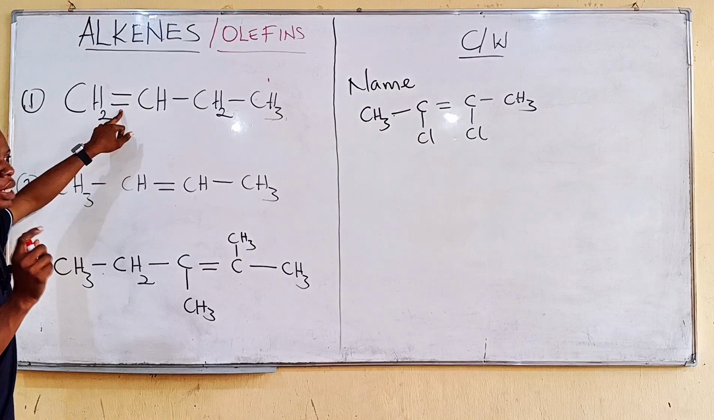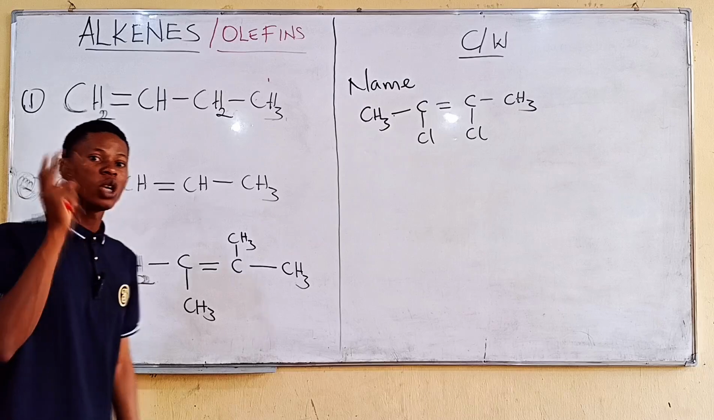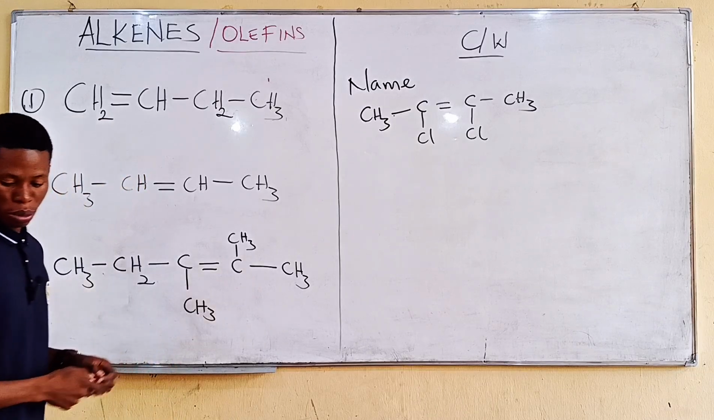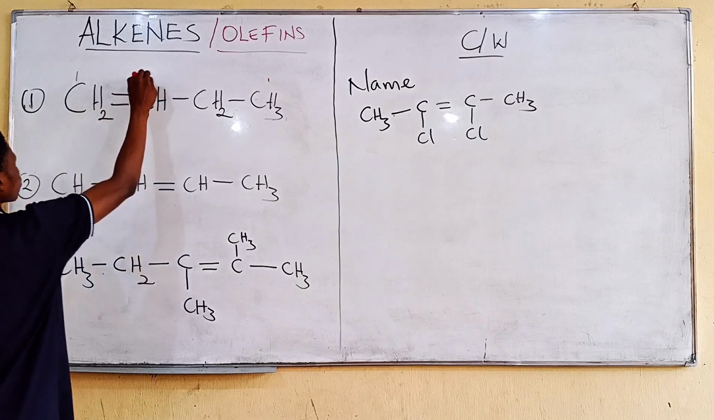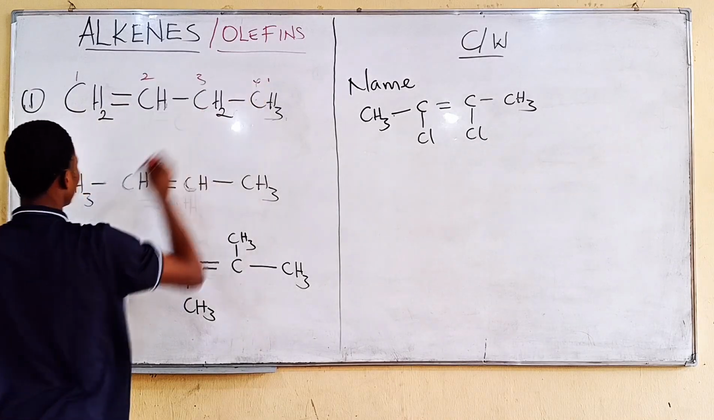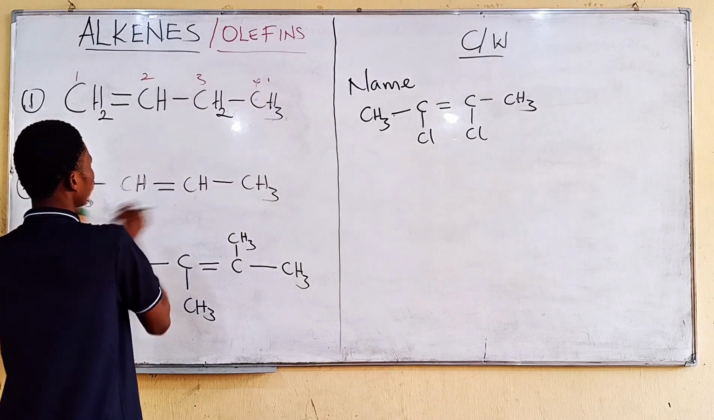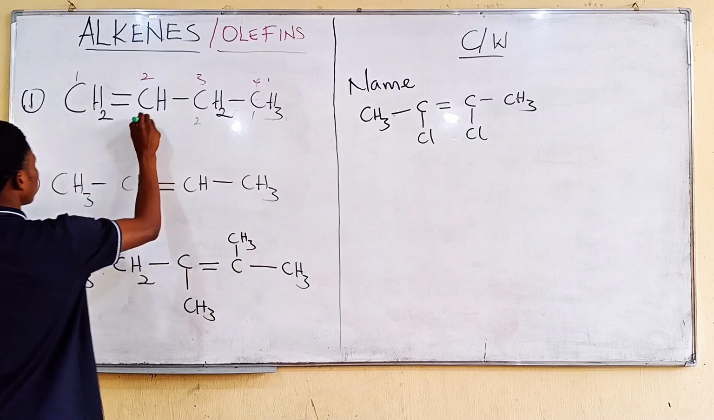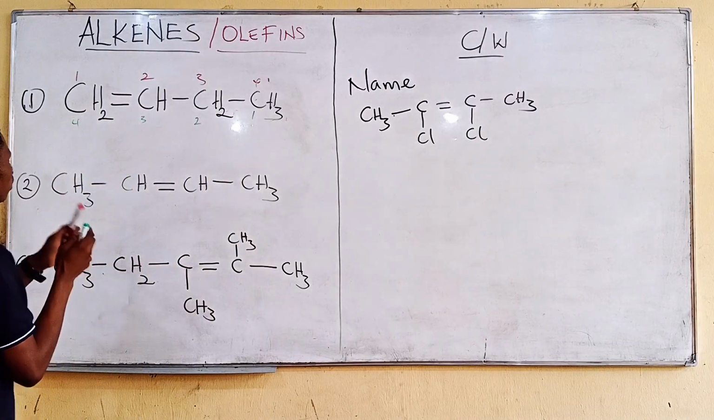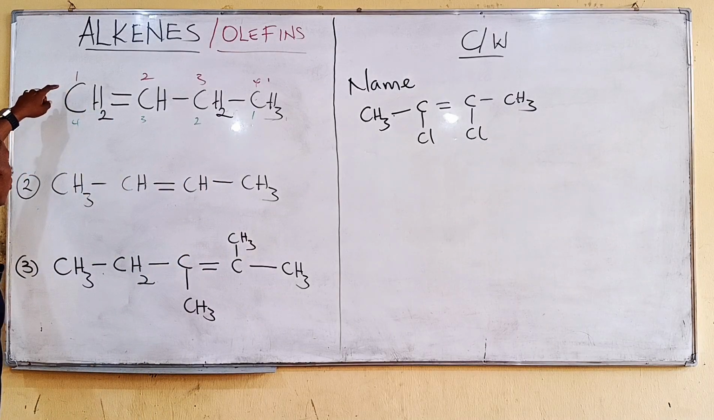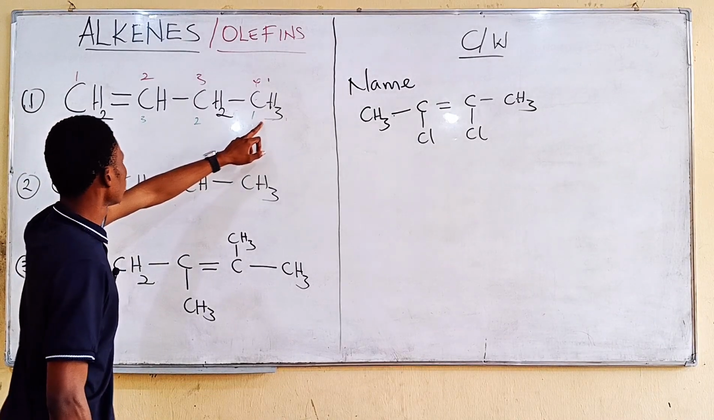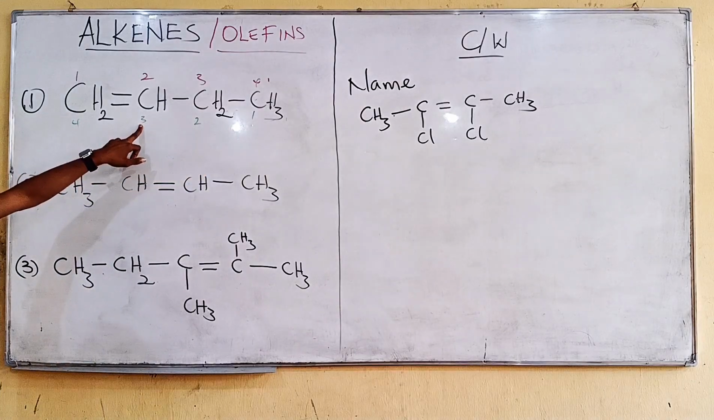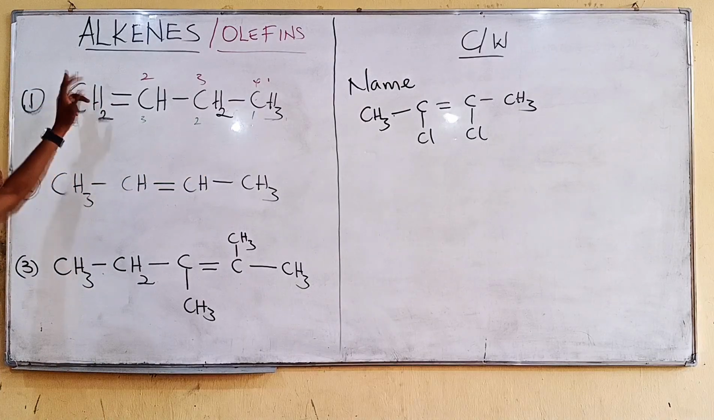Now, you have to number this to give the double bond the lowest possible numbering. What that means is, if you are numbering from here, you'll have 1, 2, 3, 4. If you are numbering from here, you'll also have 1, 2, 3, 4. If you are numbering from left to right with my red, you see that the double bond is on carbon 1. If you are numbering from right to left, the double bond is on carbon 3. Now, which one is the lowest, 1 or 3?